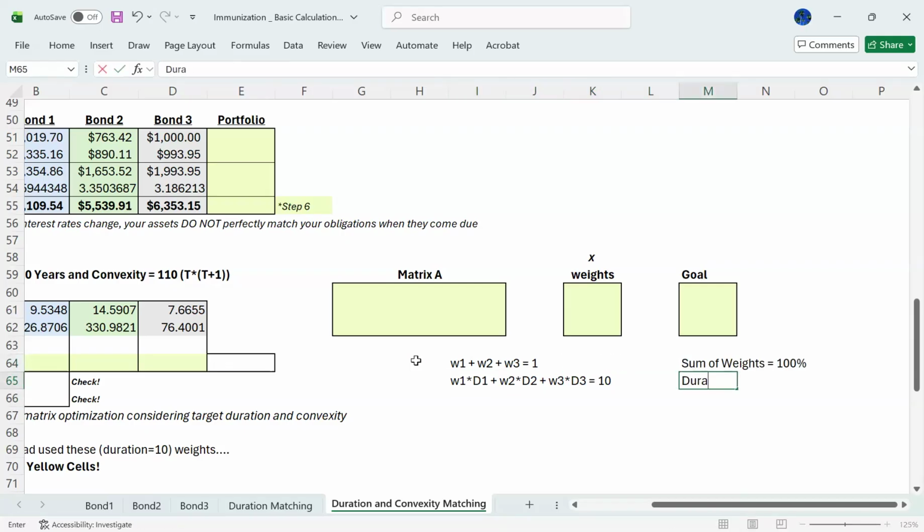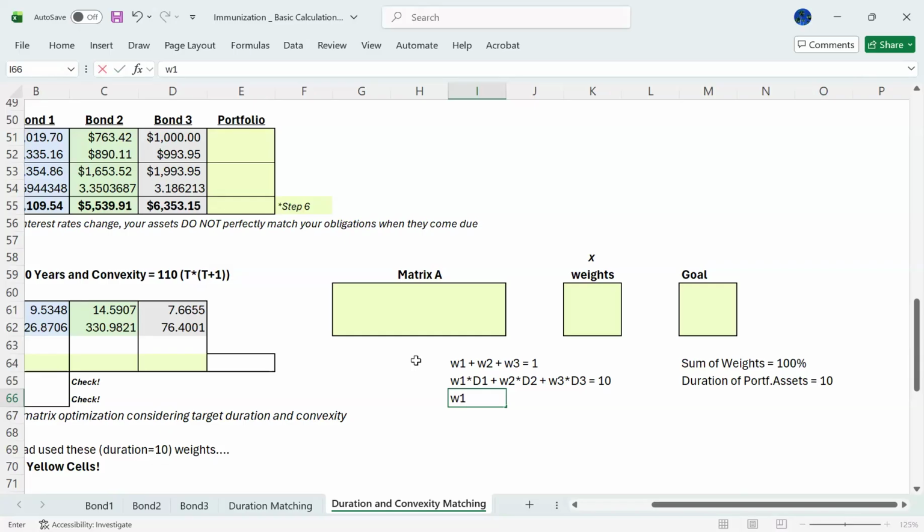Okay, so the duration of the portfolio of assets has to be equal to 10. Why? Because the duration of the liabilities is 10, so that then we're matching. And then, similar to the duration, you can get the convexity of our portfolio by getting the weighted average.